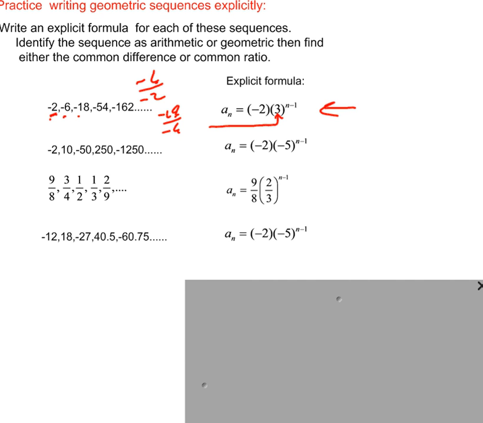The next one, we can see here that our common ratio is going to be negative 5. So r is going to be negative 5. Our starting value is negative 2.